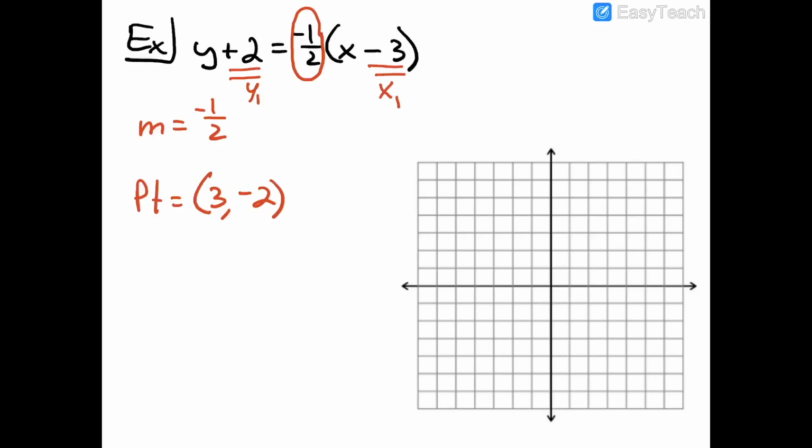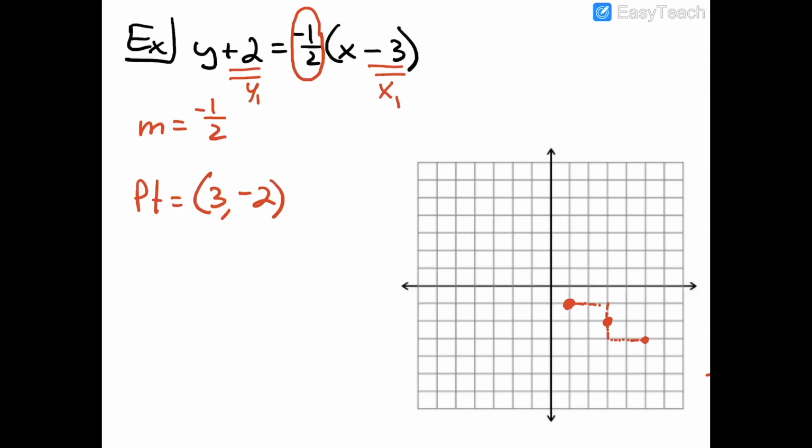Now I can plot the point 3, negative 2, so going to the right 3 and down 2 puts my first point right there. Now I can run a slope of negative 1/2. I have a choice. I can go up 1 and then to the left 2 for my second dot, or I could go down 1 and to the right 2 for another point.